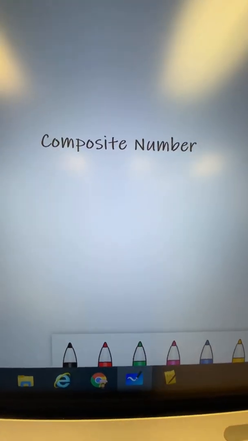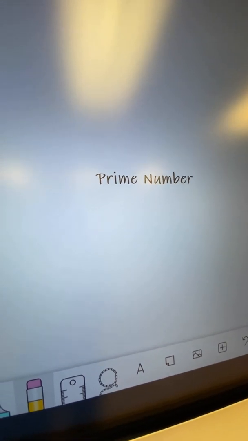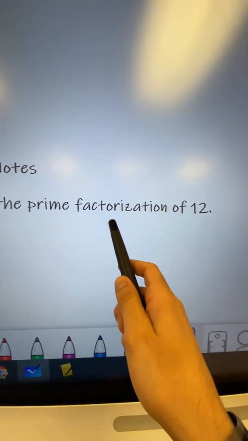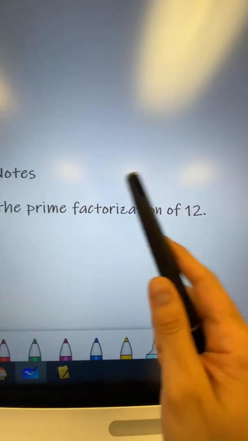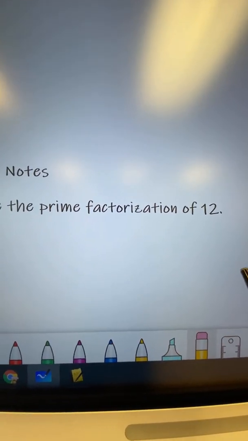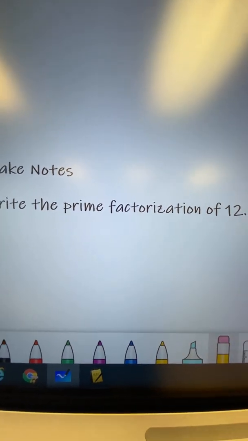So check this out. I'm going to show you the difference between a composite number and a prime number, and we're going to use this information to figure out how to write the prime factorization of numbers, because prime factorization means you need to know what's a prime number and what's a composite. So that's why I'm going to show you those two notes first.